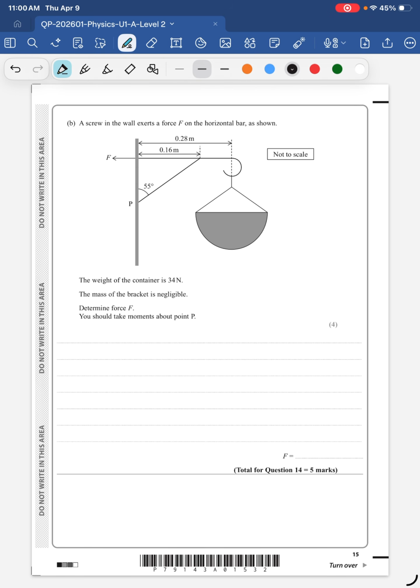Part B. A screw in the wall exerts a force F on the horizontal bar as shown. That's the force F. The weight of the container is 34 newtons. The mass of the bracket is negligible. Determine force F. You should take moments about point P over there.